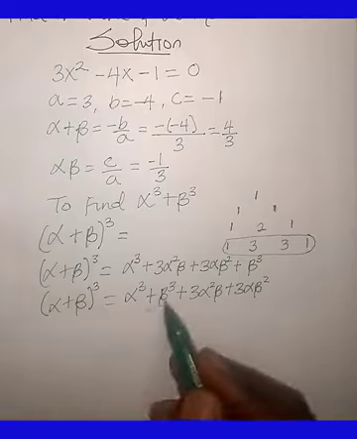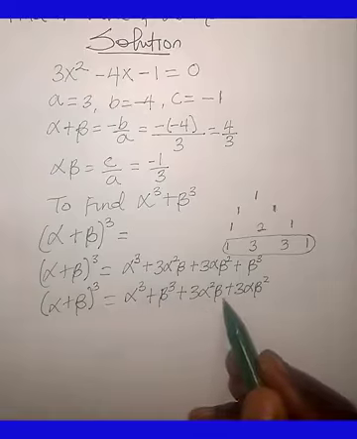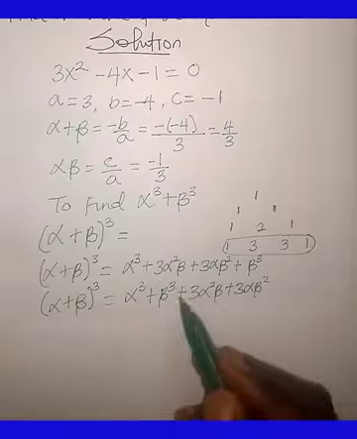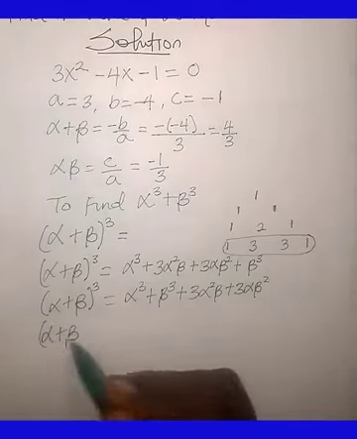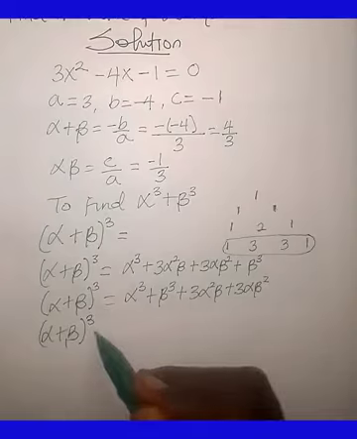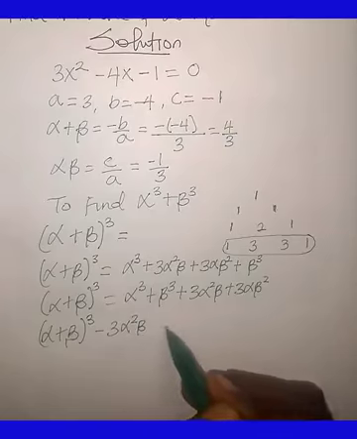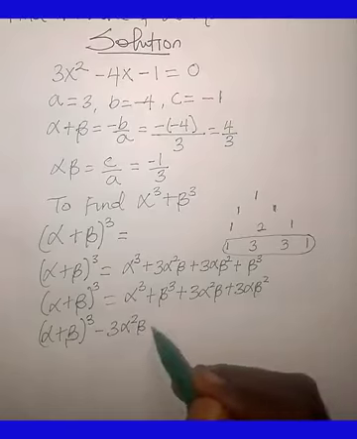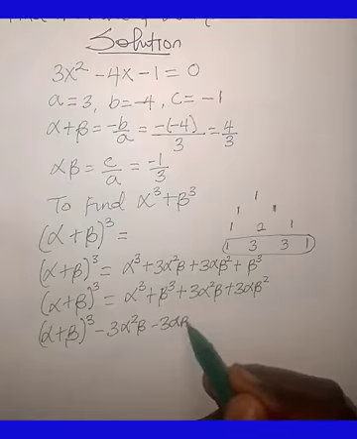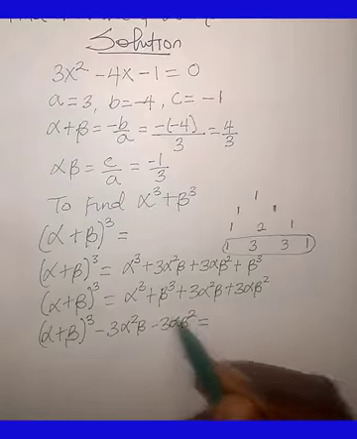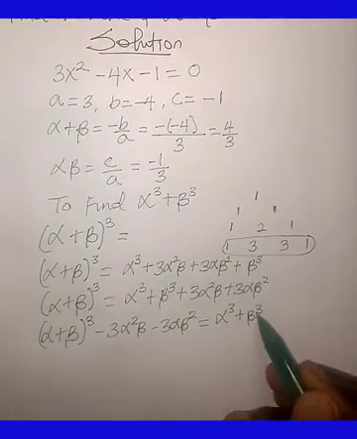So in that case, if I make this the subject of the formula, that means all this will move to the other side. So I'm going to have (alpha plus beta) cube. Then this will come here, minus 3 alpha square beta. This one too will come to the other side and turn to minus 3 alpha beta square, equal to alpha raised to power cube plus beta raised to power cube.